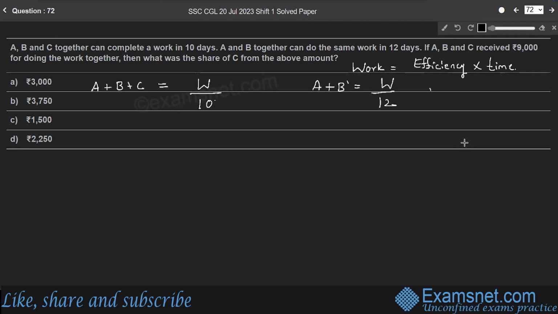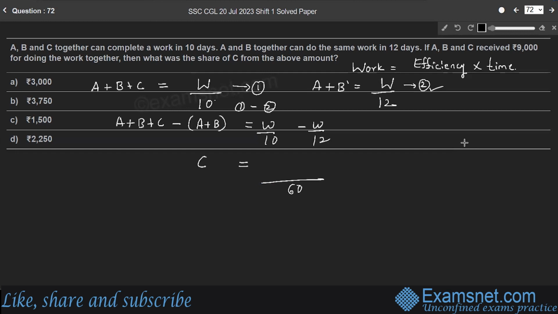Now, let us consider efficiency of C. For that, considering these two as equations 1 and 2, subtract equation 2 from 1, right? 1 minus 2 gives A plus B plus C, the complete efficiency, minus A plus B, which gives W by 10 minus W by 12, right? So it gives only the efficiency of C. Let us take 60 as the LCM. So the numerator becomes 6W minus 5W. Therefore, W by 60 is the efficiency of C.